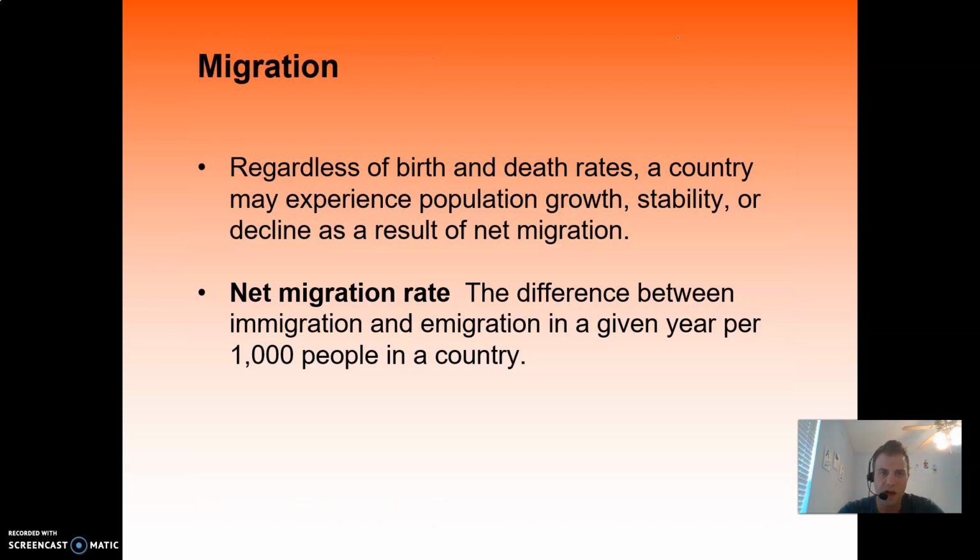Migration. Regardless of birth and death rates, a country may experience population growth, stability, or decline as a result of net migration. So the net migration rate is the difference between immigration and emigration in a given year per 1,000 people in the country.